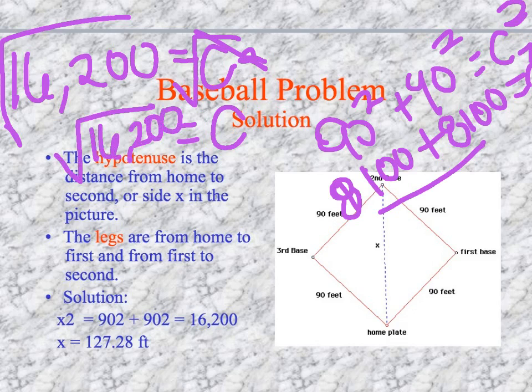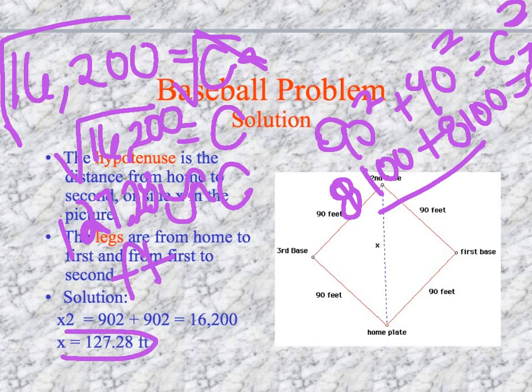So because it's not a perfect square, the exact answer is the square root of 16,200. But if we want to approximate it, that's what this sign stands for, approximate. The approximate answer is that it is 127.28 feet. Alright, so this is how they got that x is approximately 127.28 feet. So they use the Pythagorean Theorem to solve for the distance between home plate and second base, just by using the Pythagorean Theorem.